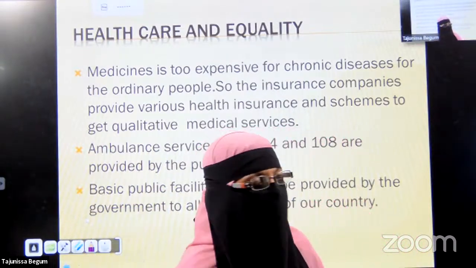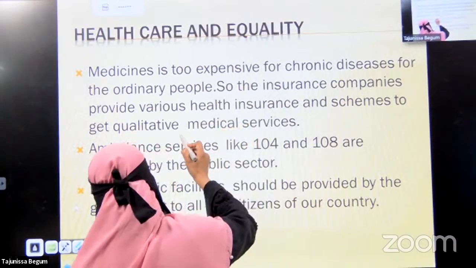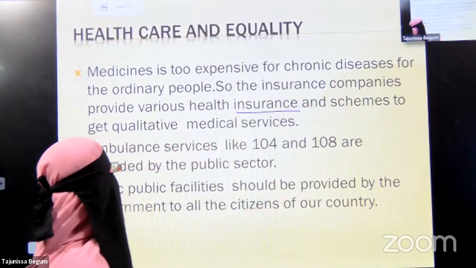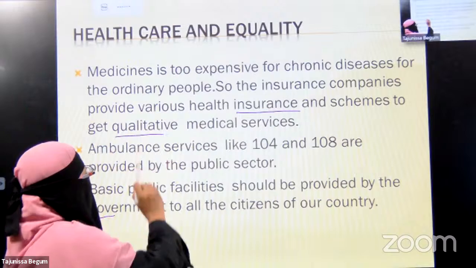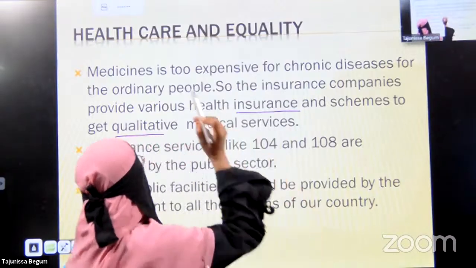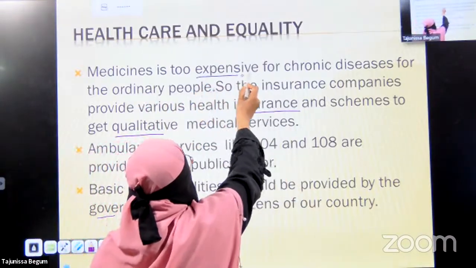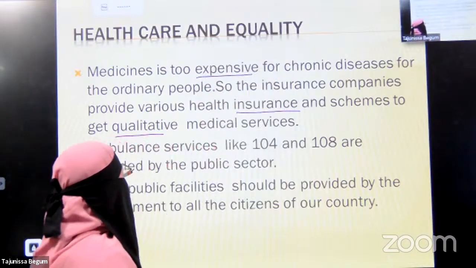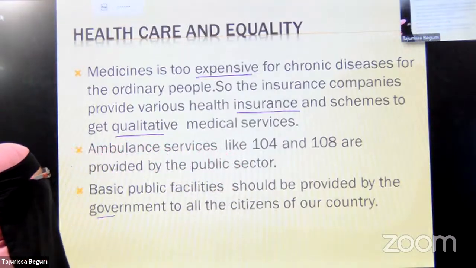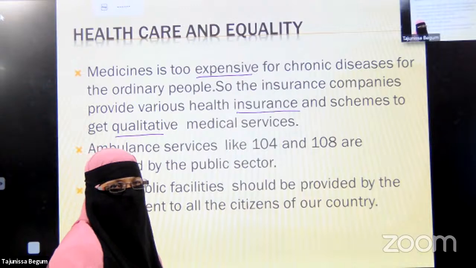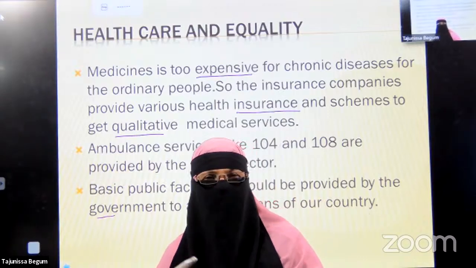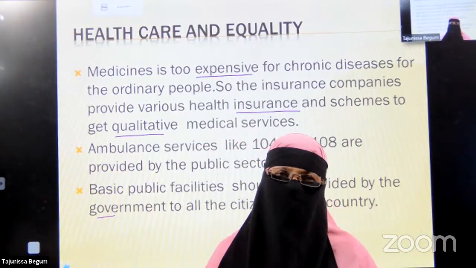Nice, good service they are getting. So who is providing that? The insurance companies are helping them, with insurance and schemes to get qualitative medicinal services. Because medicines are too costly for chronic diseases for ordinary people, the insurance companies are there to provide various health insurance and schemes. So we have many companies helping the common people to be insured with particular hospitals, and they get a health card and are able to go for good treatment.